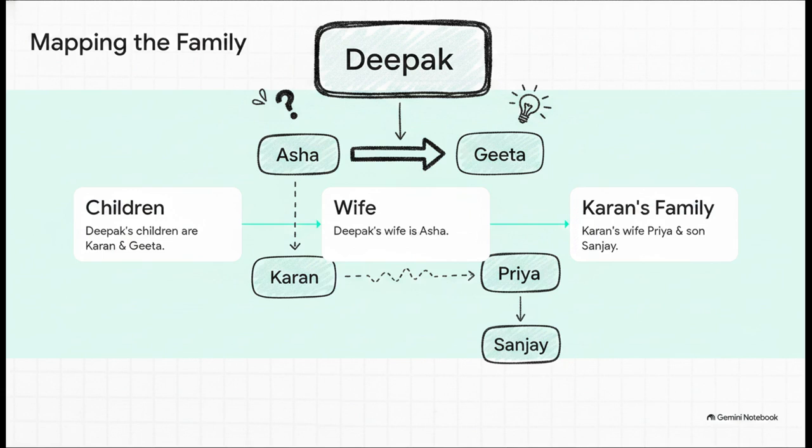Step 2. Asha is Deepak's wife. Simple enough, we draw a horizontal line connecting Deepak and Asha at the very top. They're basically the root couple of this whole puzzle. Step 3, we look at Karan's specific family branch. The text says Priya is Karan's wife, so we draw a horizontal line connecting Karan to Priya. And finally, Sanjay is Karan's son, so we just drop a line down from Karan to Sanjay. Boom, we've just mapped out all the evidence.